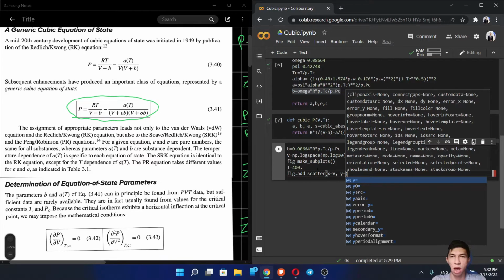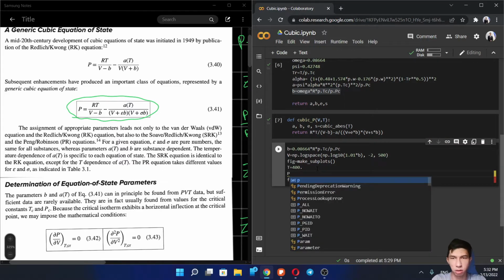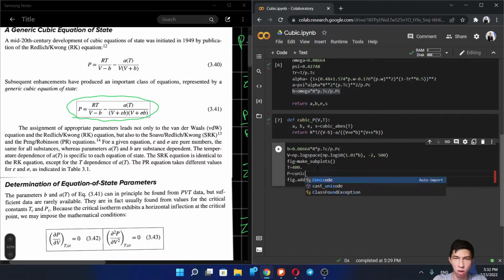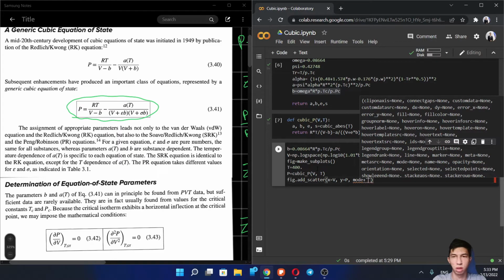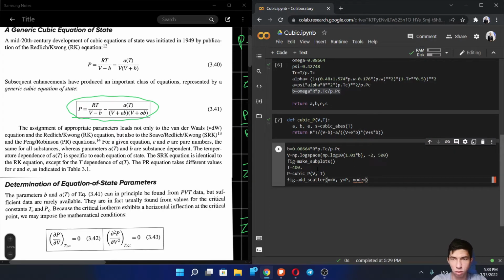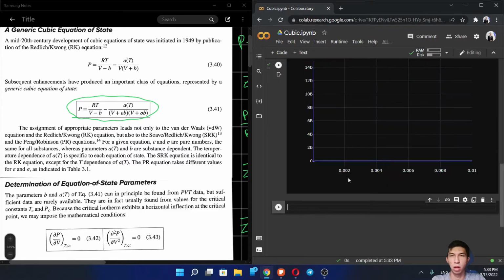So let's just unplug it first. It's going to be equal to our cubic pressure, right? So it's going to take the volume and the temperature. So our value would be the variable P, and we'll have mode lines. And so let's just try to plot it.